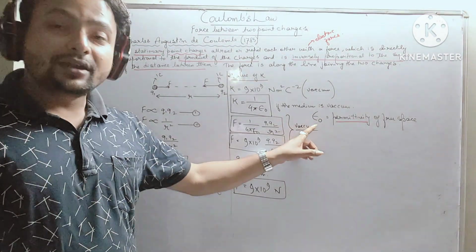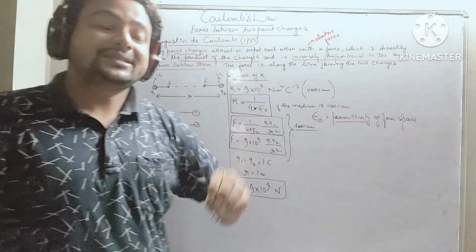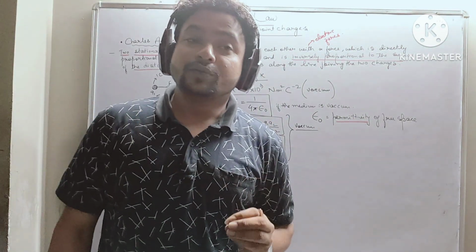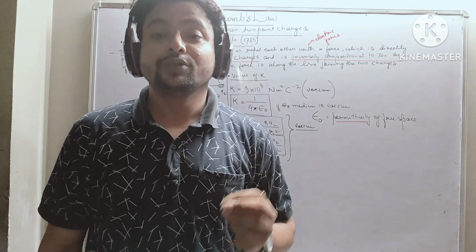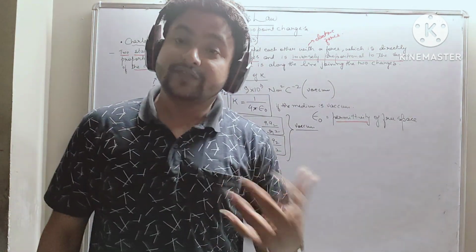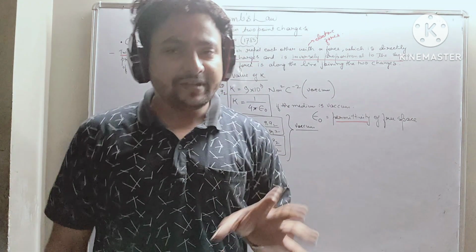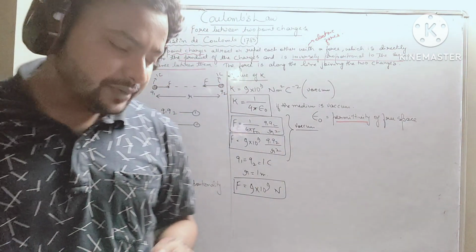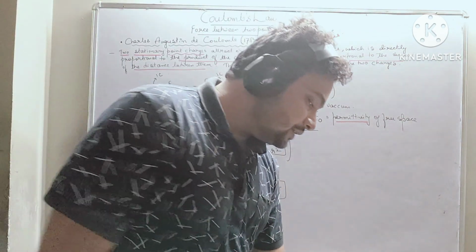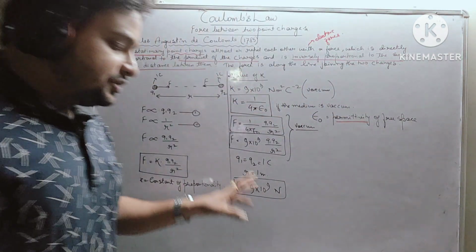Now, epsilon naught is such a constant which basically tells us how much electric field the medium is going to permit. That's why it is known as the permittivity, permittivity of free space or of any other medium. So that's all for epsilon naught.